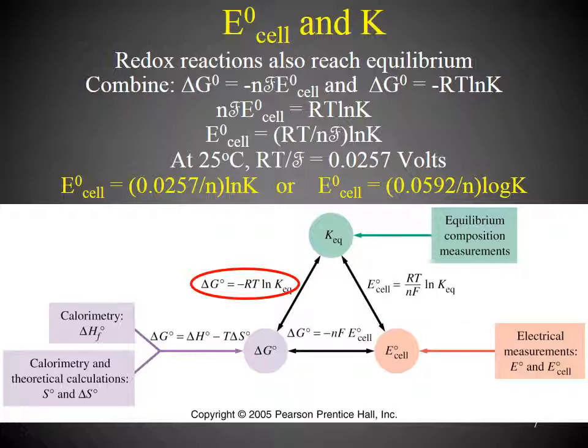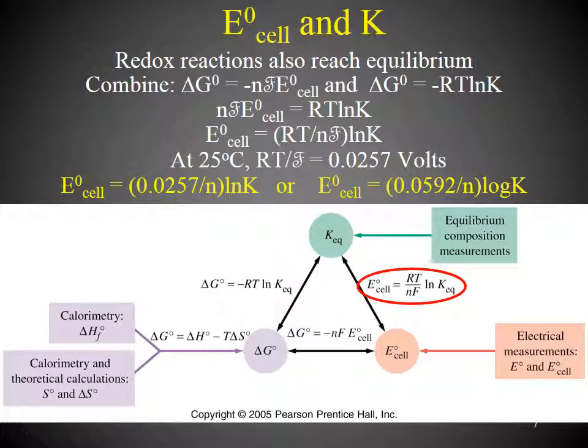Once we have delta G, we can calculate the equilibrium constant for the reaction at standard conditions, or the cell voltage at standard conditions. And if we do not have delta G, but we have, let's say, the cell voltage or the equilibrium constant, we can relate the equilibrium constant and the cell voltage directly. And where do we get that data?